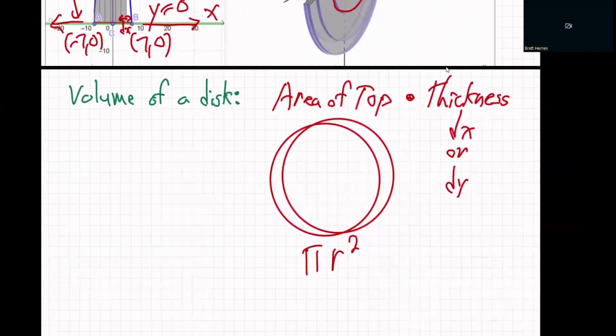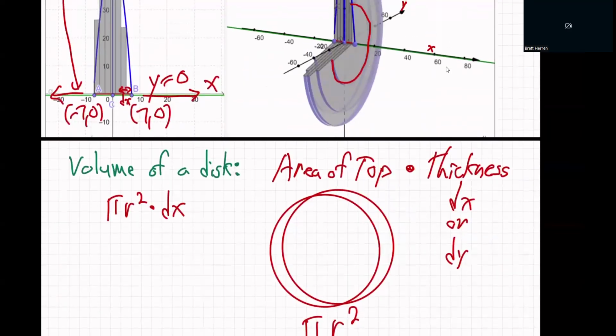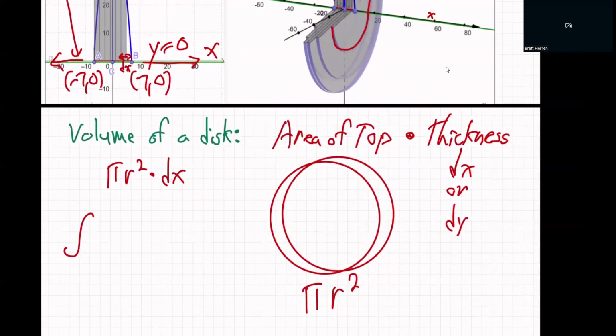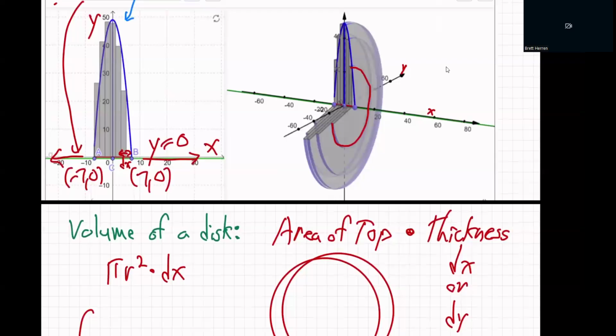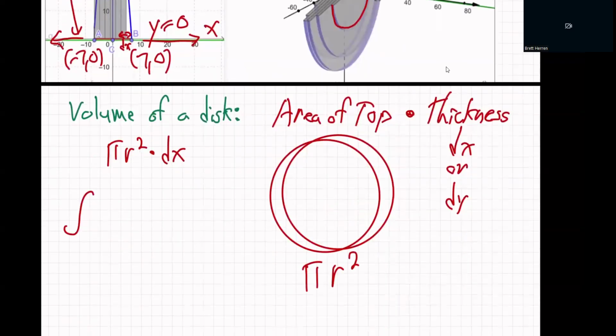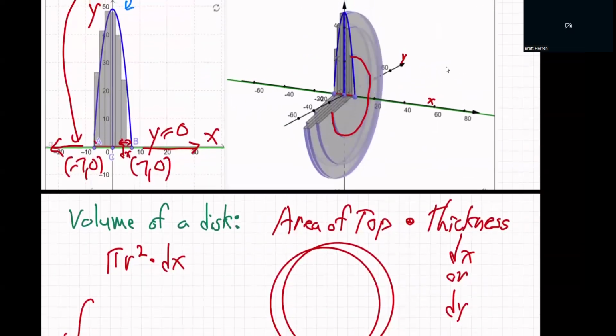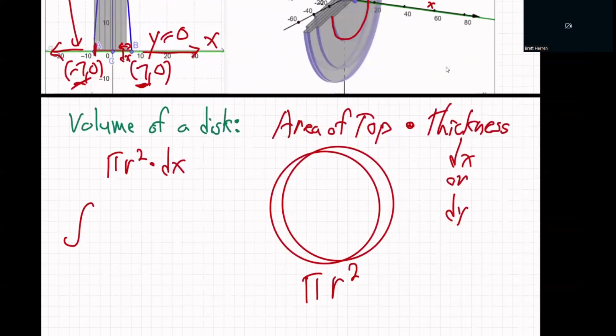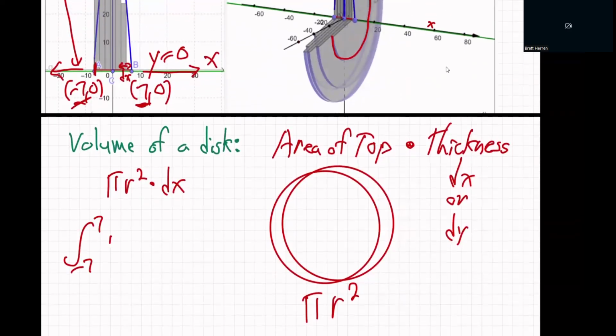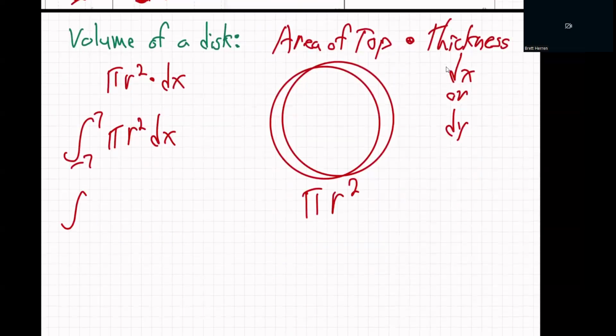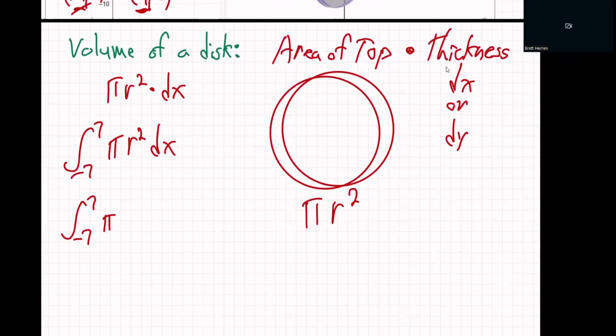So then the volume of every disk is going to be pi r squared times dx, because that's the thickness of each disk. So we're going to want to add up all these disks that are in here, from where? Oh, this right here goes from -7 to +7, and it's pi r squared dx. But then the question becomes, what is that radius? Well, the radius of each disk. What is that?